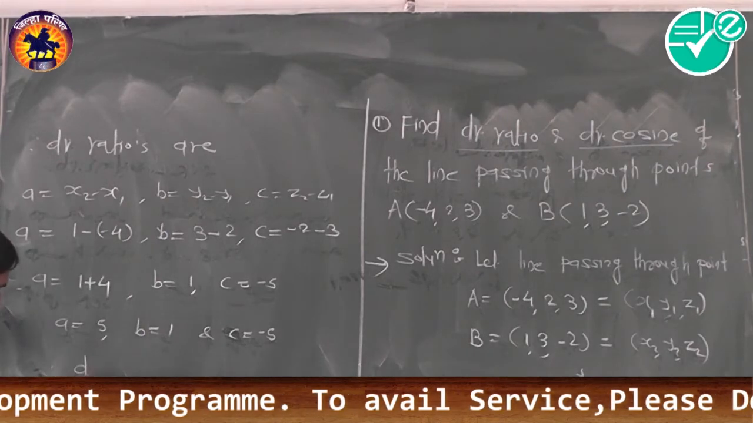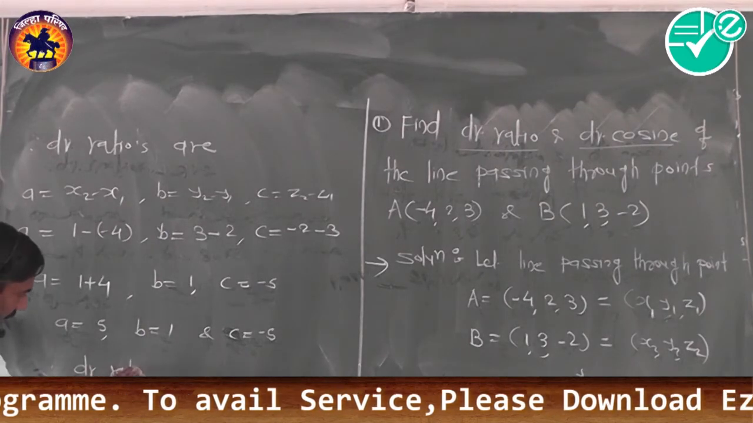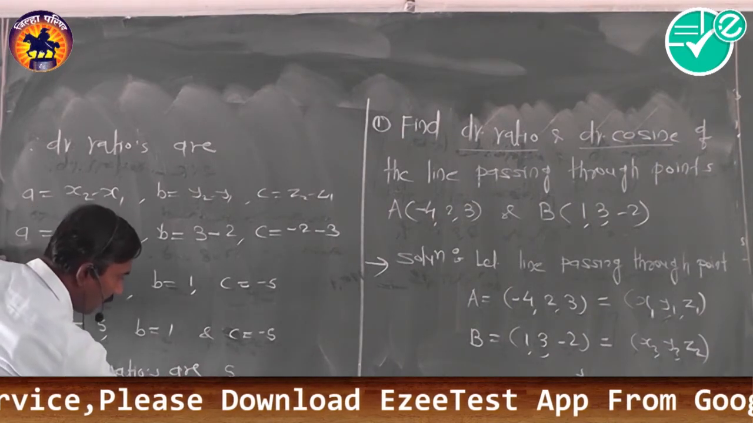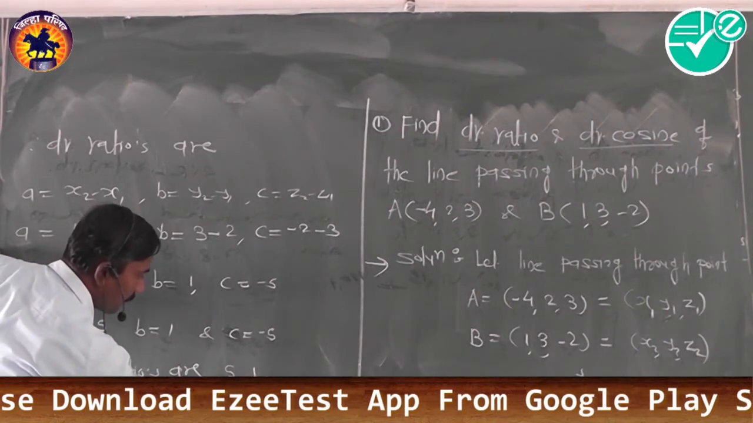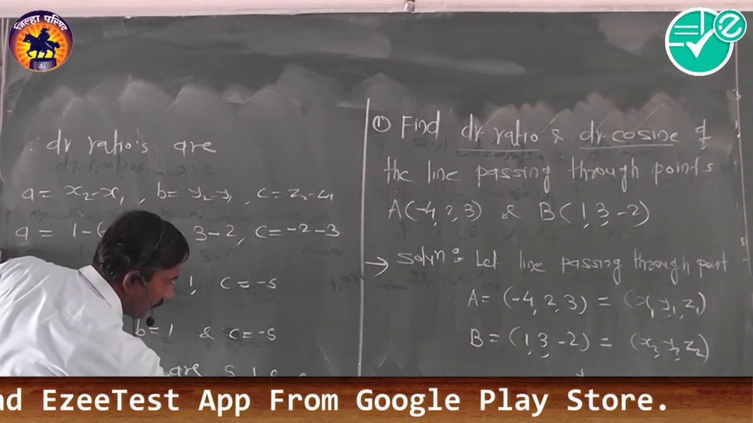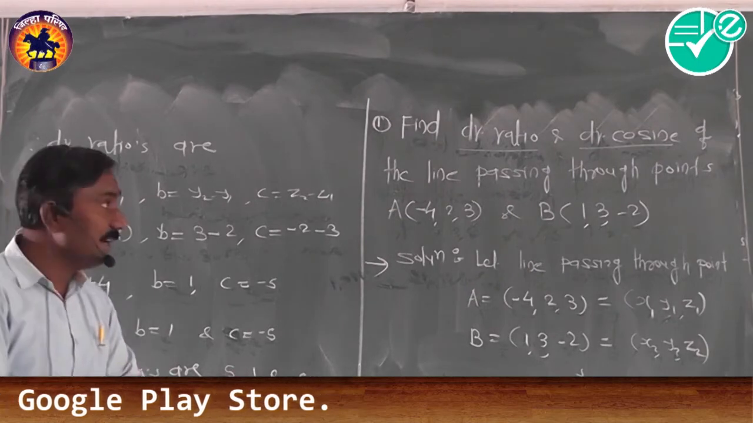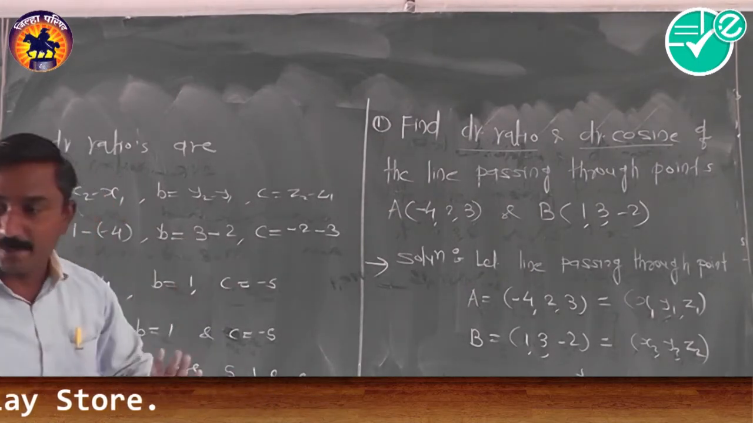Therefore the direction ratios are 5, 1, and minus 5. From this we can find the direction cosines of that line.